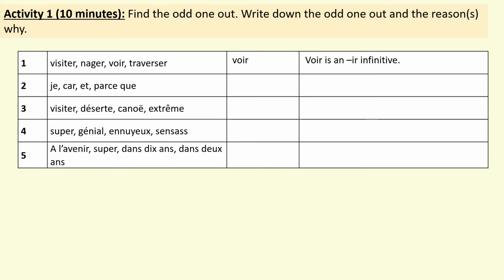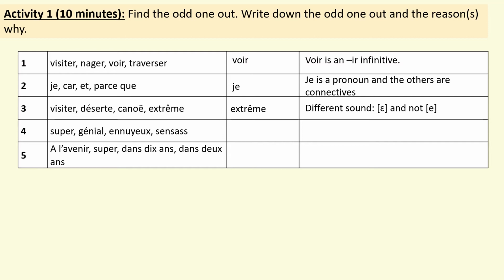Let's have a look at number 2. Je, because je is a pronoun and the others are connectives, car et parce que. Numéro 3. Extrême. Now this one is about pronunciation. Extrême, you've got the sound E in there, whereas visiter, désert, canoë all have the sound E, not E.